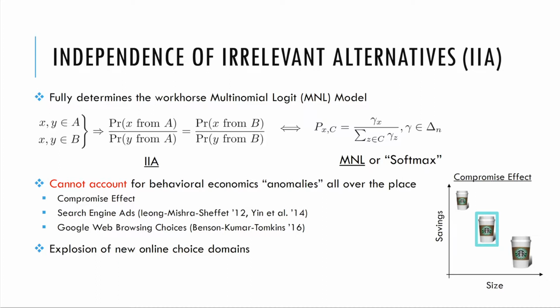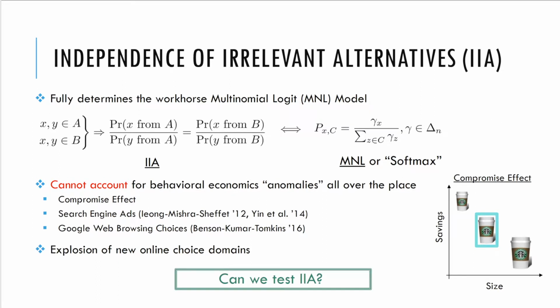But these sorts of effects go beyond just storied examples. Recent findings have been in search engine advertising and in web search rankings. There is an explosion of new online choice domains, and the question of whether IIA holds is a very pertinent one given the identification of all these effects. And that's the question that we ask. Can we hypothesis test IIA?